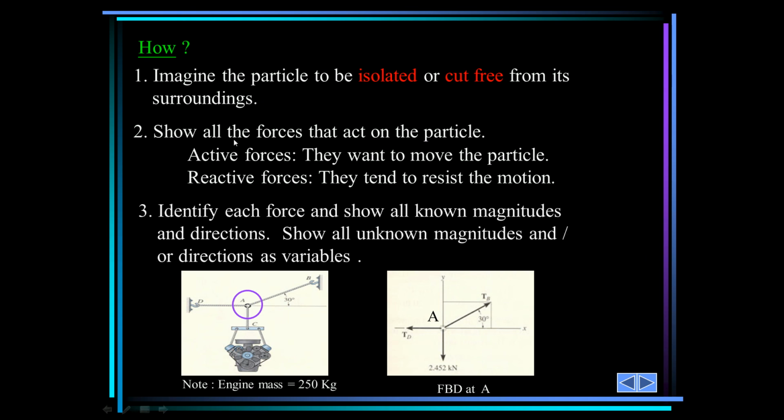Show all of the forces acting on the particle. Active forces are those that want to move the particle. Reactive forces tend to resist the motion. The third step is to identify each force and show all known magnitudes and directions. Show all unknown magnitudes and or directions as variables. We can see here there is a picture on the left hand side. So we isolate point A and then draw the FBD at A, and label all of the known and unknown external forces acting on A.